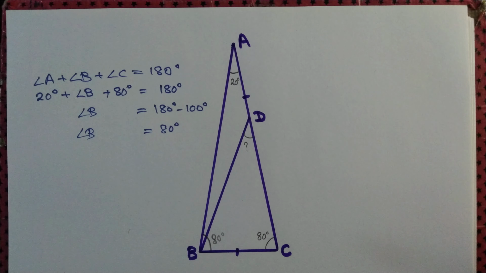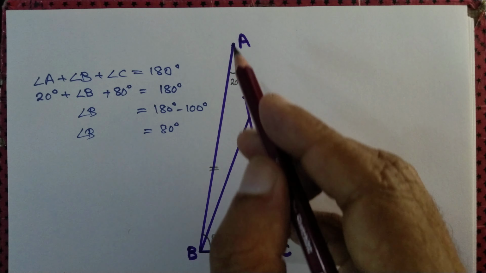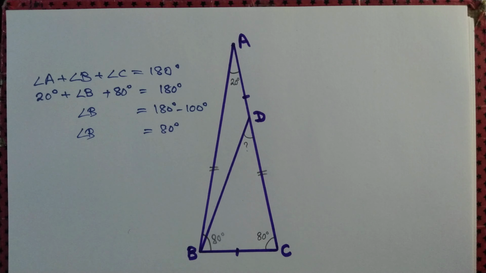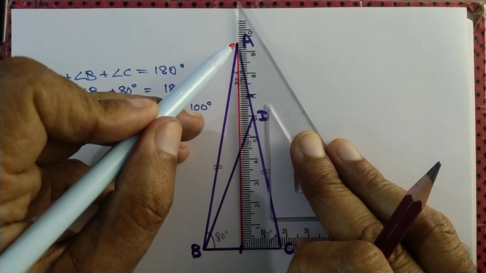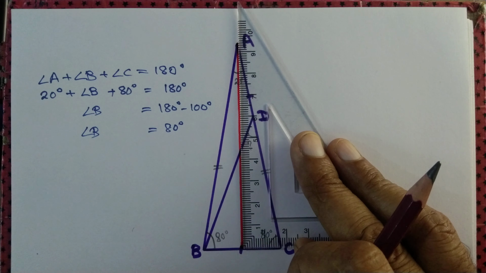And we know that if the base angles are equal, then the triangle is an isosceles triangle, and in an isosceles triangle, those two sides AB and AC must also be equal. Further, we know that an isosceles triangle can be divided into two congruent triangles.